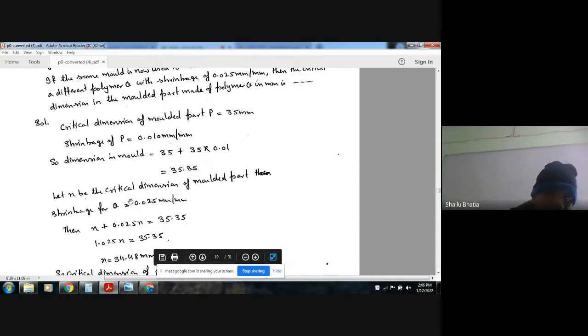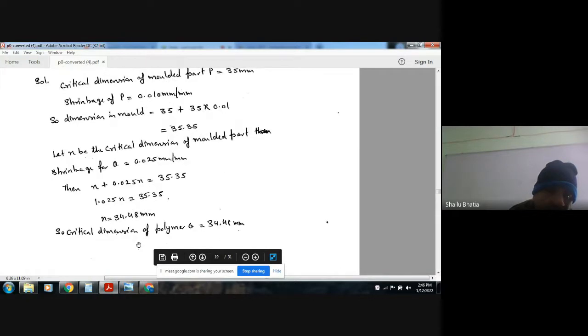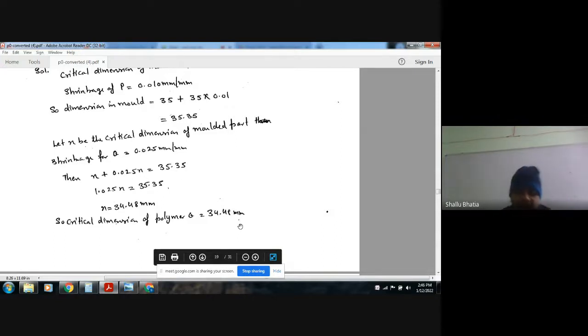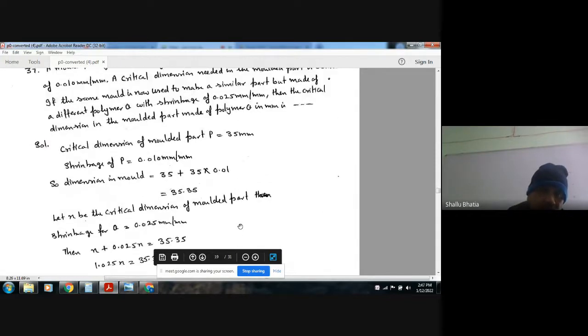So x is the critical dimension, and this allowance is given on critical dimension. So x will be 34.48 mm. Now this will be the size of mold, and x is just 34.48 mm. Okay, so let us repeat.